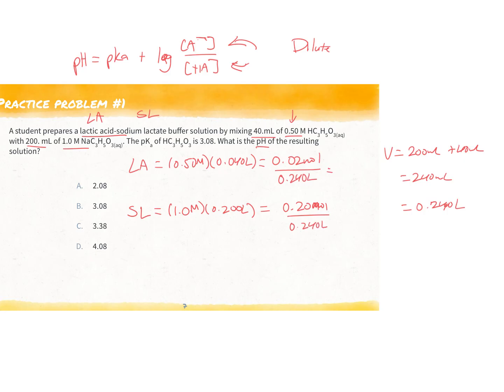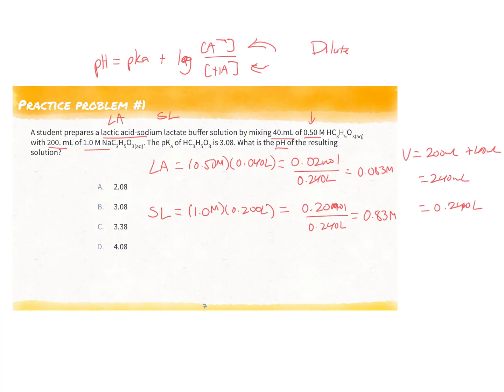And I get, for the top one, lactic acid, 0.083 molar. And for sodium lactate, I get 0.83 molar. I'm not worried too much about sig figs here. We should have 2 at the end of the day. I'm just going through this quickly so you see how the math works out.